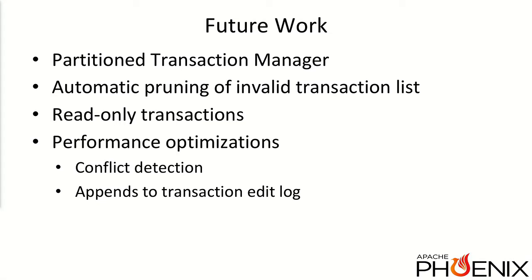And the other thing that can be an operational bottleneck today is when you delete invalid data through major compaction, that does not get reflected in the transaction manager state. That's a manual operation today. You have to figure out when the compaction ran and then ask the transaction manager to prune the invalid list. So that is going to be made automatic. The transaction manager will periodically query region servers to find out the compaction state and then clean up the invalid list. And the third optimization that we are planning on working on is read-only transactions.